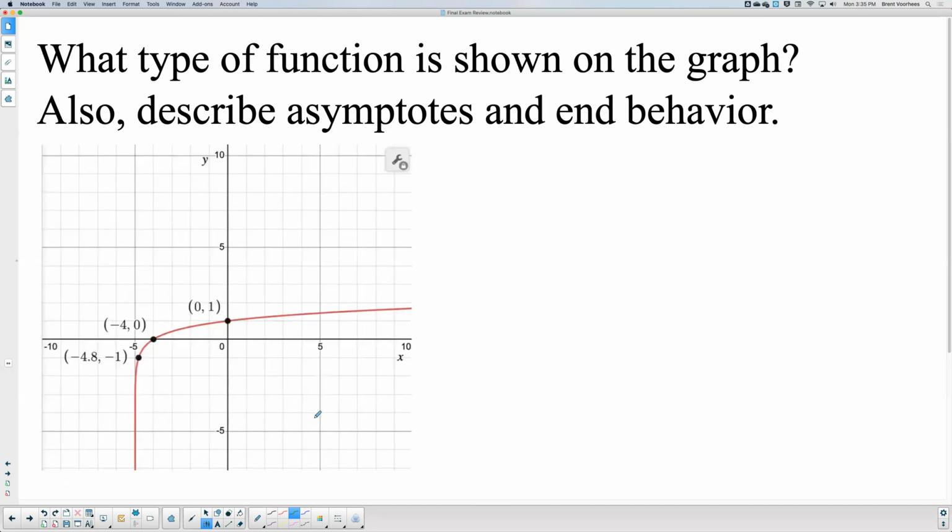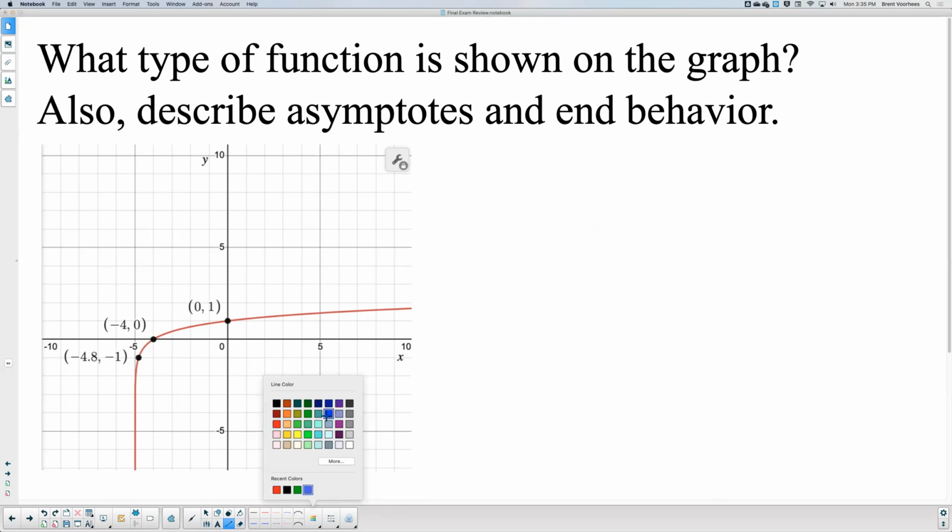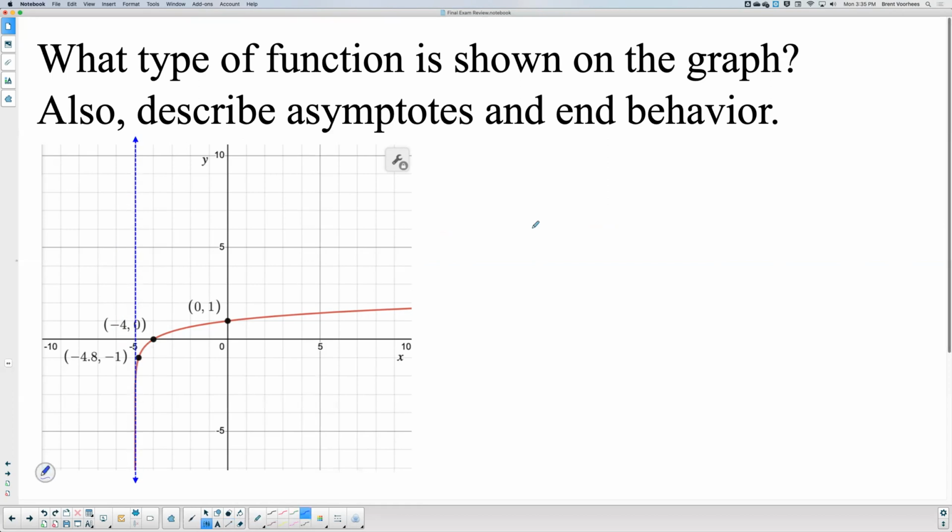Okay, and I have one more here. Look for your asymptote. Notice that the asymptote this time is vertical. Since it's vertical in nature, that means this has to be a logarithm. The x's are not all reals. The x's, we have a limited domain, a restricted domain here. So it is a logarithmic function.